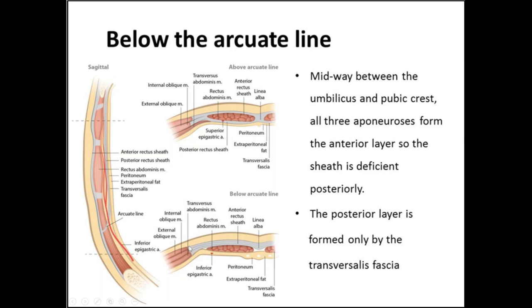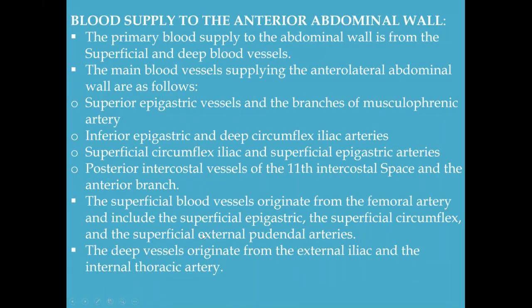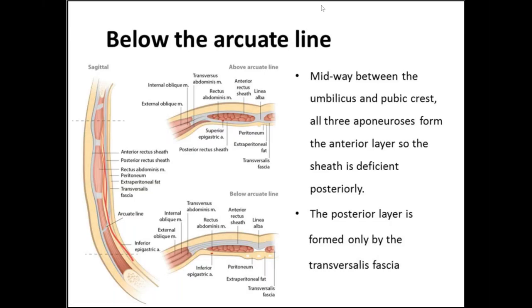Look here, look at the posterior below the arcuate line. Here the three aponeuroses of the muscles form the anterior layer of the rectus sheath. So the posterior here is deficient and is formed mainly by the transversalis fascia. This is the recall question. Okay.